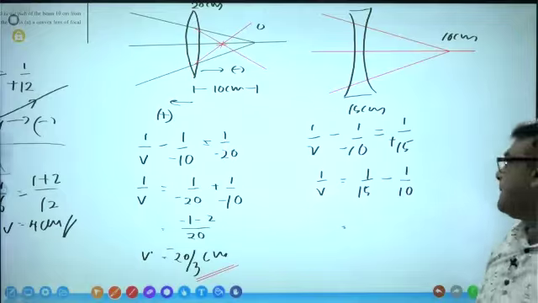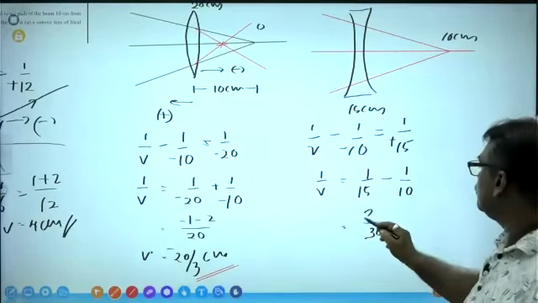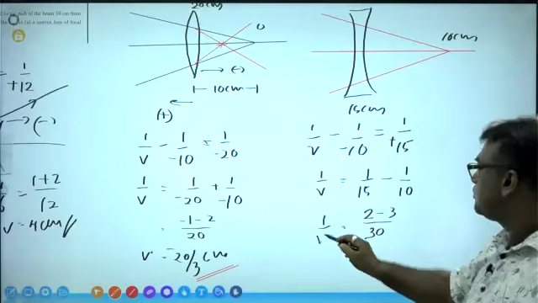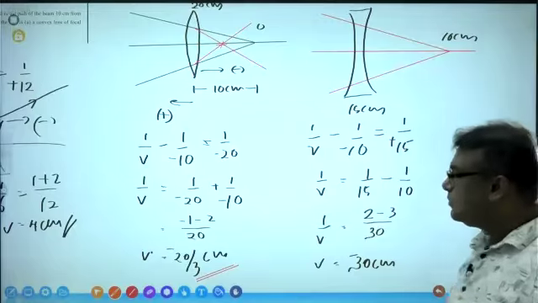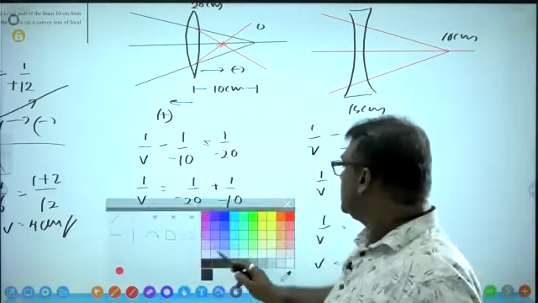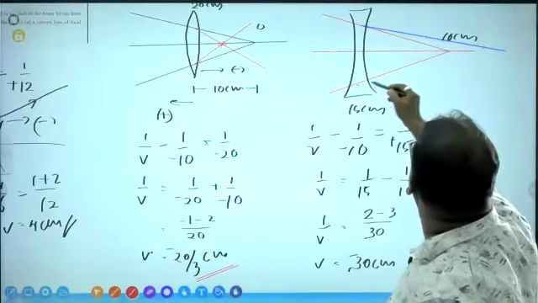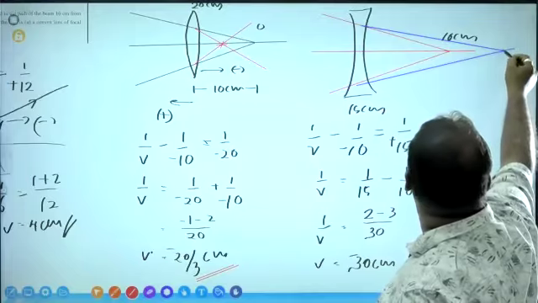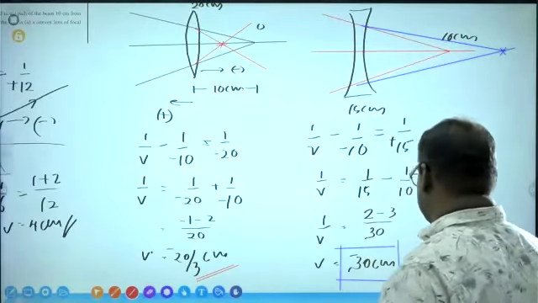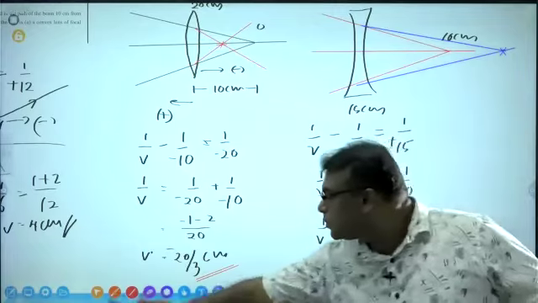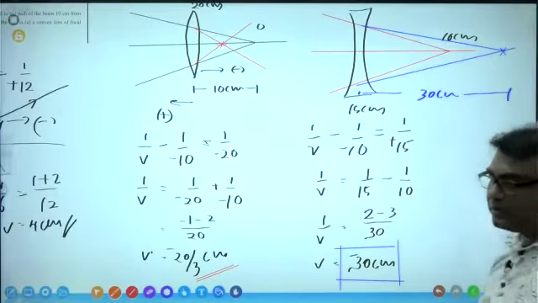Right. Then common denominator we have 15, 10 now, 30. 30 here 2 minus 3. V becomes 30 centimeter minus. What do you mean minus? Light rays are diverging, but they have converged. Diverging rays are converged on the principal axis right here. Done. 30 centimeter distance. So you can manage this distance is 30 centimeter. It's a magnified one, no? Yes.